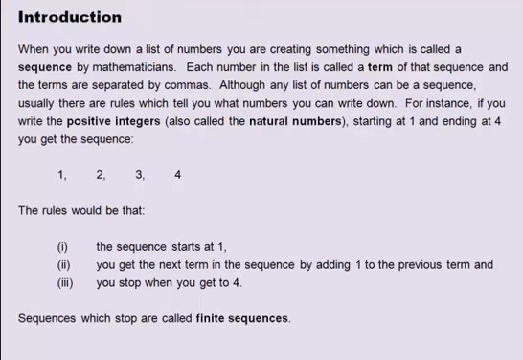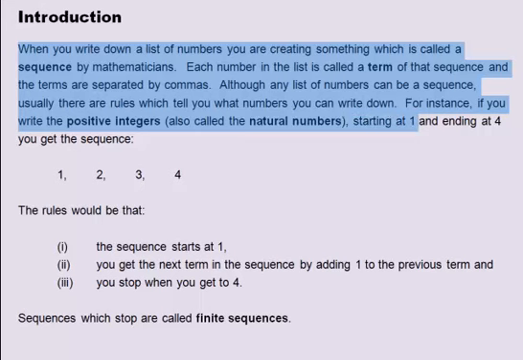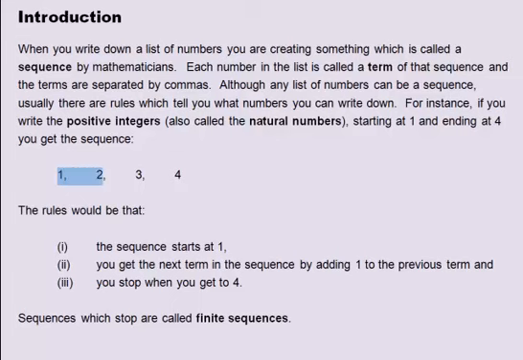Introduction. When you write down a list of numbers, you are creating something which is called a sequence by mathematicians. Each number in the list is called a term of that sequence, and the terms are separated by commas. Although any list of numbers can be a sequence, usually there are rules which tell you what numbers you can write down. For instance, if you write the positive integers, also called the natural numbers, starting at 1 and ending at 4, you get the sequence 1, 2, 3, 4.